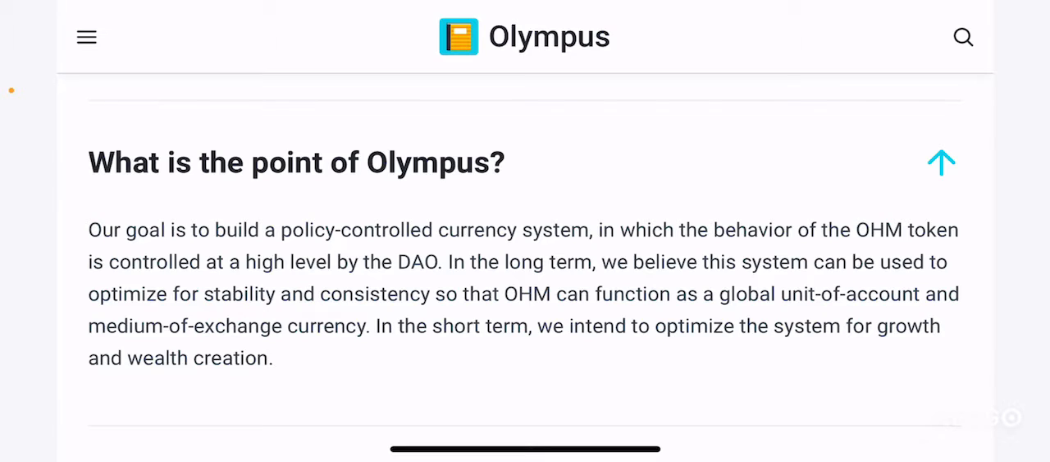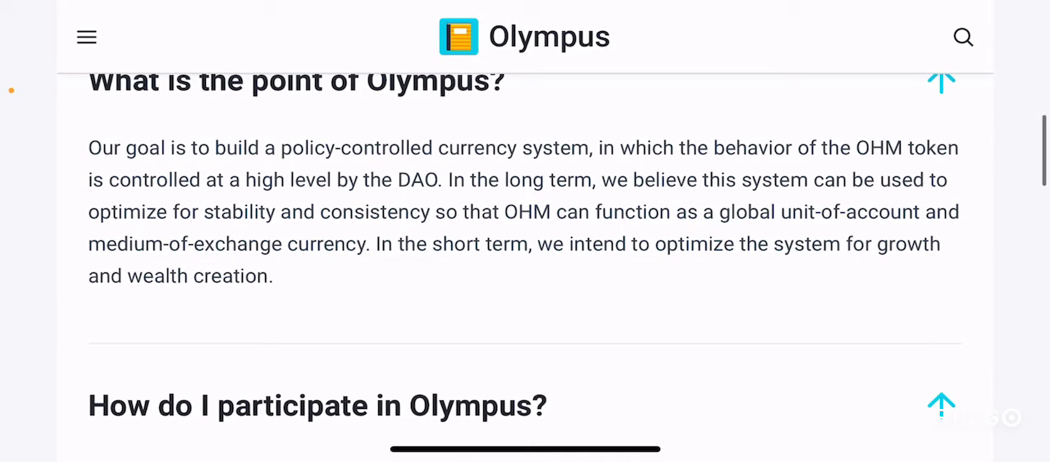But when it comes to the main and important goal for this project, they want to build a token that is fully controlled by the decentralized autonomous organization, or the DAO, right? So they want the Olympus DAO, which consists of people who hold the tokens, to control the behavior or the nature of the Ohm token itself, and that makes it very decentralized.